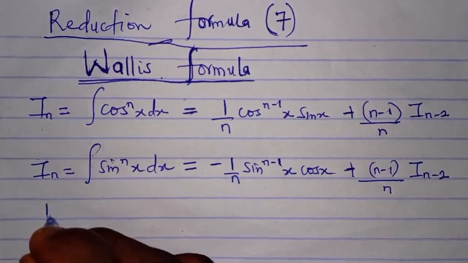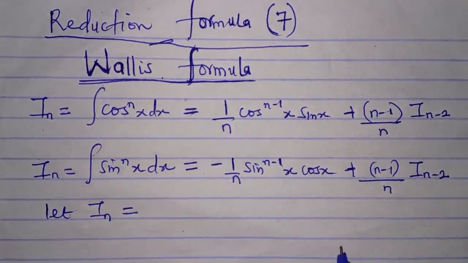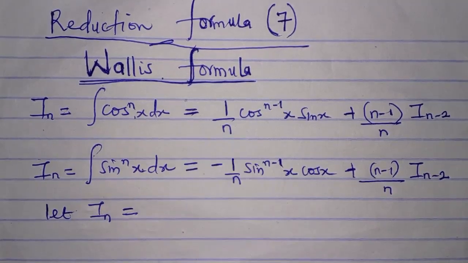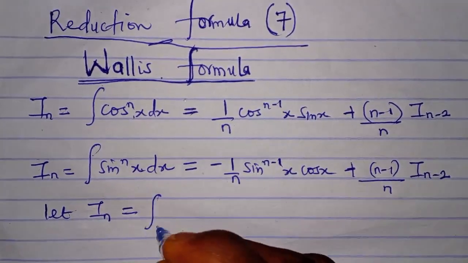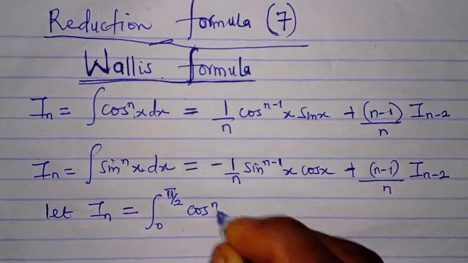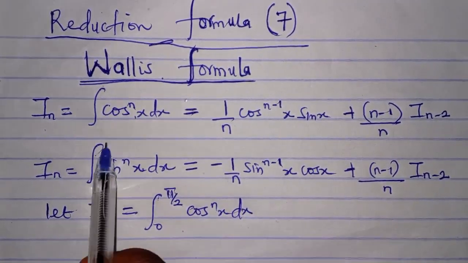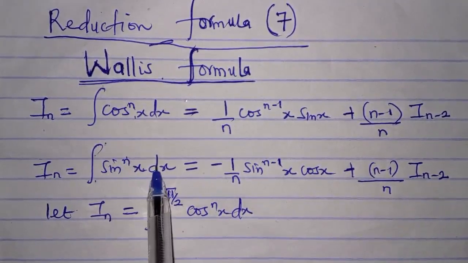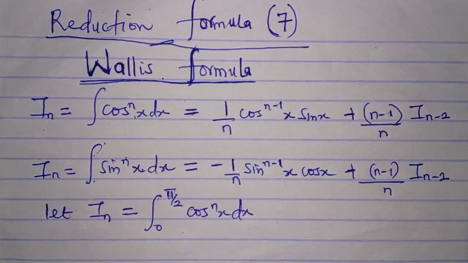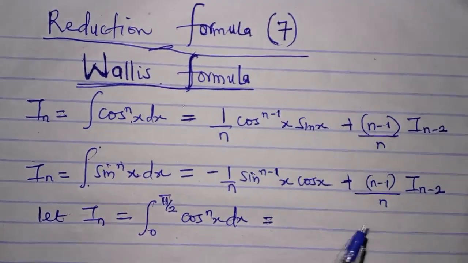So let I sub n be equal to, let me make use of the first one. Whichever I make use of, I will still get the same result. Either I use the integral from 0 to pi over 2 of cos^n x dx, or I use the integral from 0 to pi over 2 of sine^n x dx. Both of them will produce the same result. Okay? Now, it means that I'll be taking this from 0 to pi over 2.